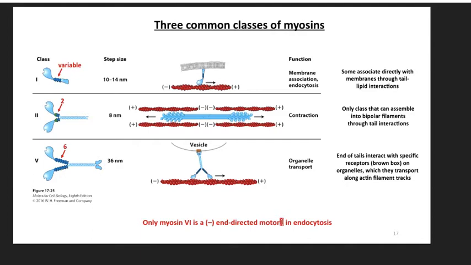Here it's important because there are different or common classes of myosins, rather. So the classes differ in terms of their variability in light chains. Here it's variable, there are two pairs. Here it's a single type. Okay. And also, class 5 helps in organelle transport, class 2 helps in contraction, and class 1 helps in membrane association and endocytosis.